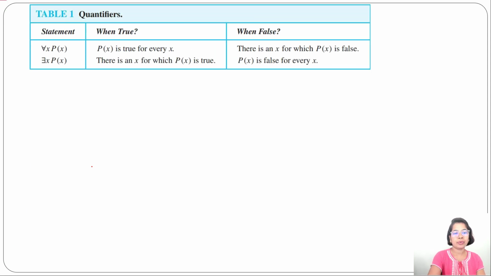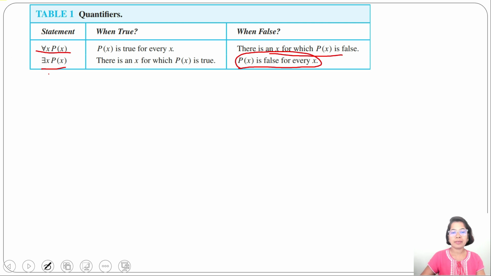The universal quantifier is true if Px is true for every x, and the existential quantifier is true if for at least one x Px is true. And when will they be false? For all x Px will be false if there is an x for which Px is false. If you get at least one x for which Px is false, this whole statement is false. And there exists x Px is false if Px is false for every x. If there is not a single x for which it is true, it is false.